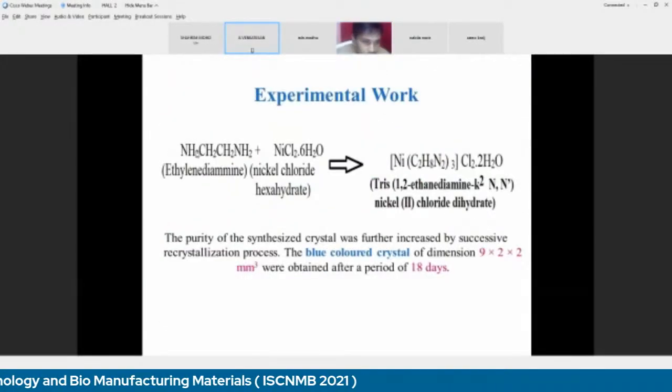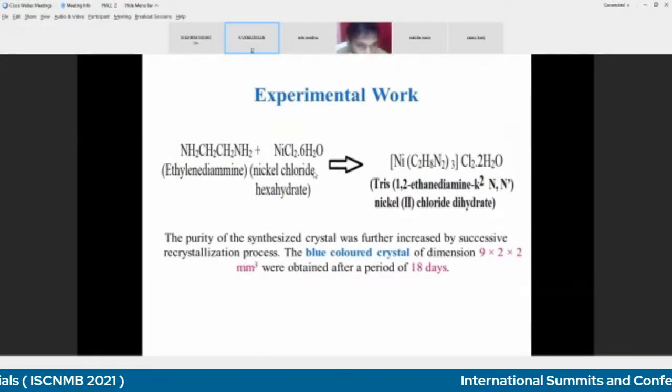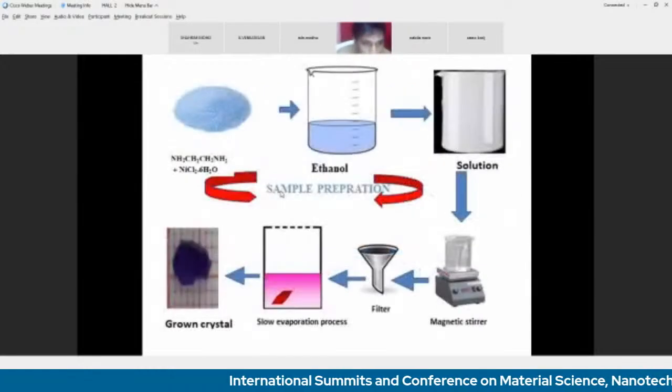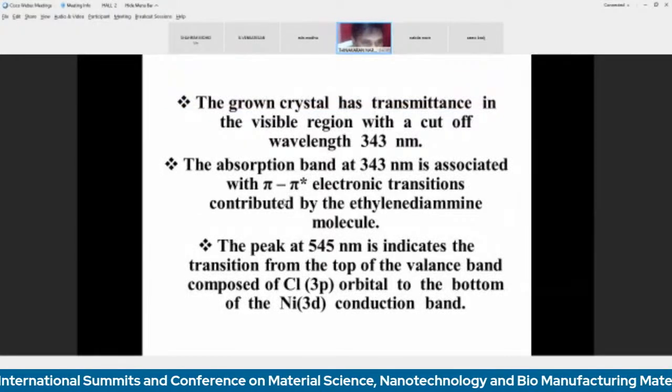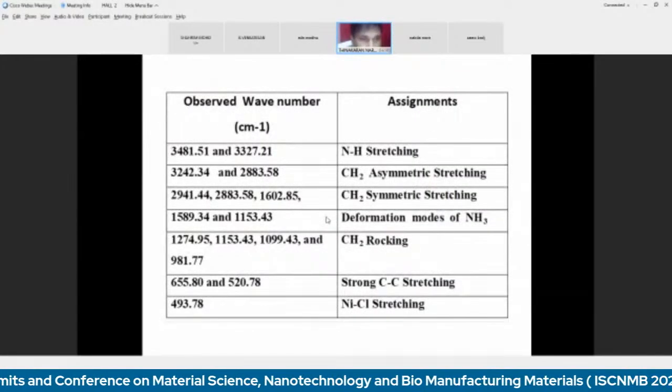I think the hydrogen molecules present in nickel chloride, nickel(II) chloride, which react with ethylenediamine, sir. It shows the NH stretching. I see. Okay, sir. Super, super.